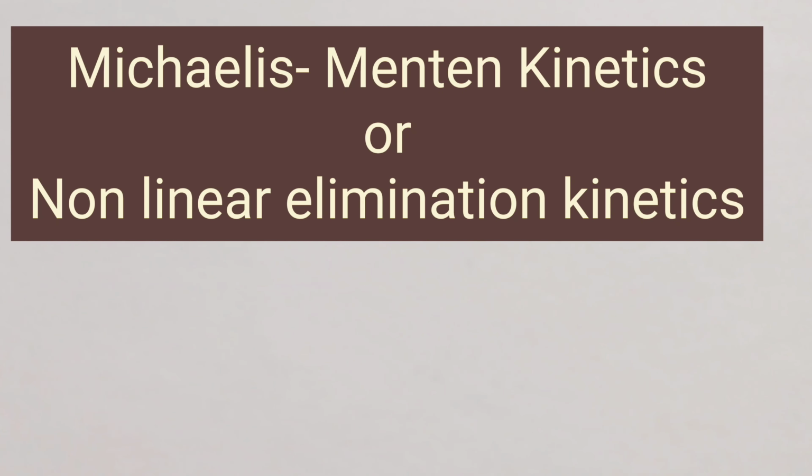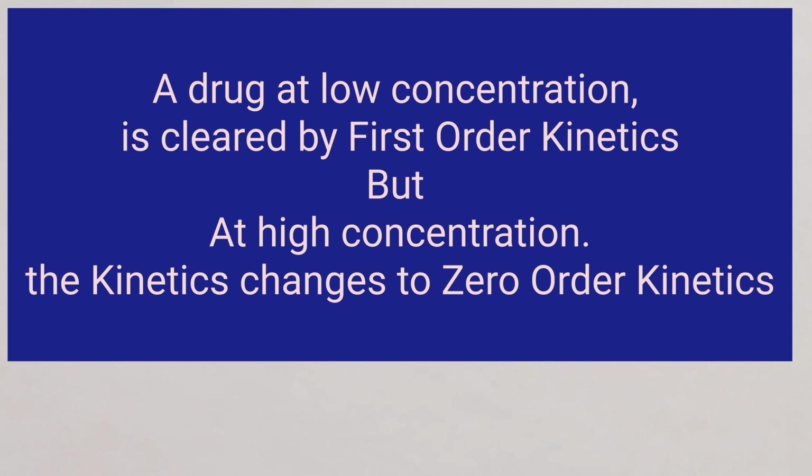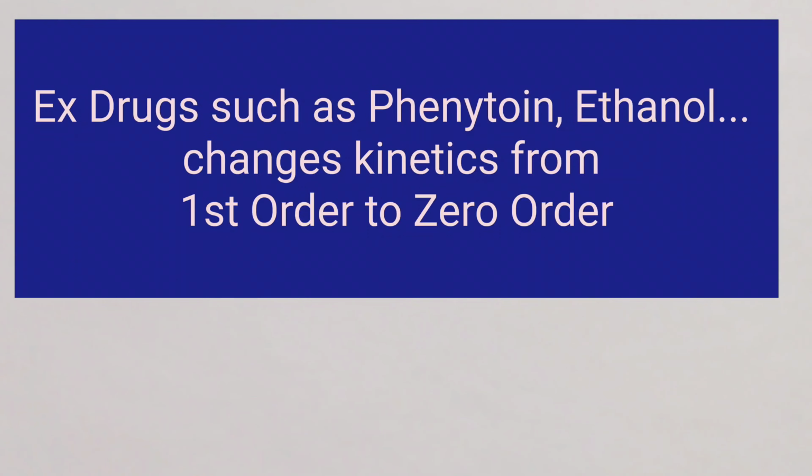Now let's understand what is non-linear elimination kinetics. Non-linear elimination kinetics is the term which describes drug clearance by Michaelis-Menten processes, where a drug at low concentration is cleared by first order kinetics, but at high concentration the kinetics changes from first order to zero order kinetics. For example, drugs such as phenytoin and ethanol show non-linear elimination kinetics, where the kinetics rapidly changes from first order to zero order kinetics.